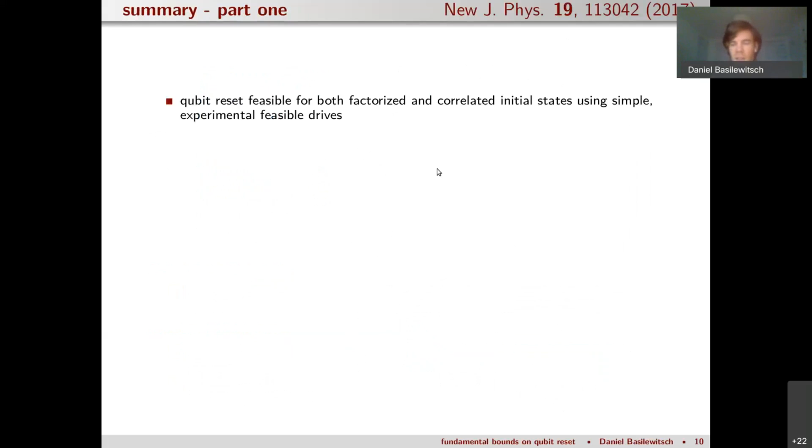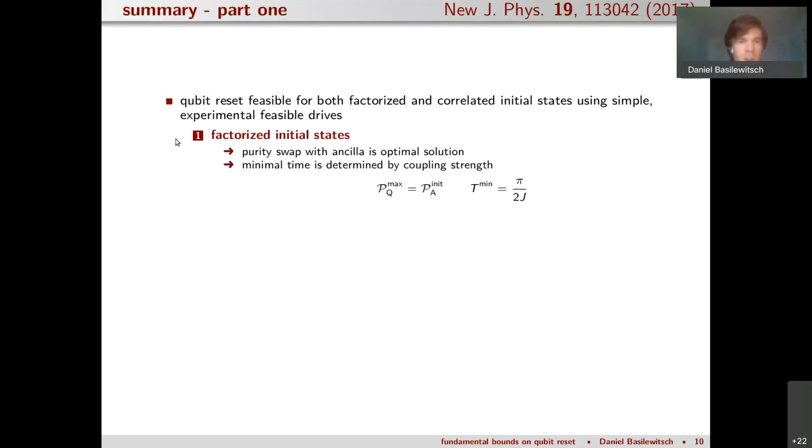And with this I would like to add an intermediate summary of what I have shown you so far. So what I showed you is that qubit reset is feasible for factorized and correlated initial states, and with simple experimentally feasible drives we can actually understand how they work. So for factorized initial states, the purity swap with the ancilla is the optimal solution, and the minimal time is determined by the coupling strength, so pi over 2J.